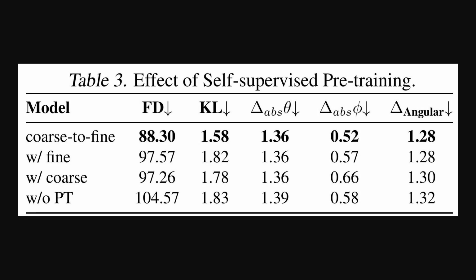Okay, and remember that two-stage architecture we saw earlier? This table shows just how important that first self-supervised pre-training stage is. It compares 4 different setups: the full coarse-to-fine strategy, just the fine-tuning part, just the coarse part, and no pre-training at all. Looking again at our metrics for audio quality and spatial accuracy, where lower scores are better, the top row representing the full model wins out. This result really drives home that teaching the model general audio characteristics first is a critical step for achieving the best spatial audio generation later on.